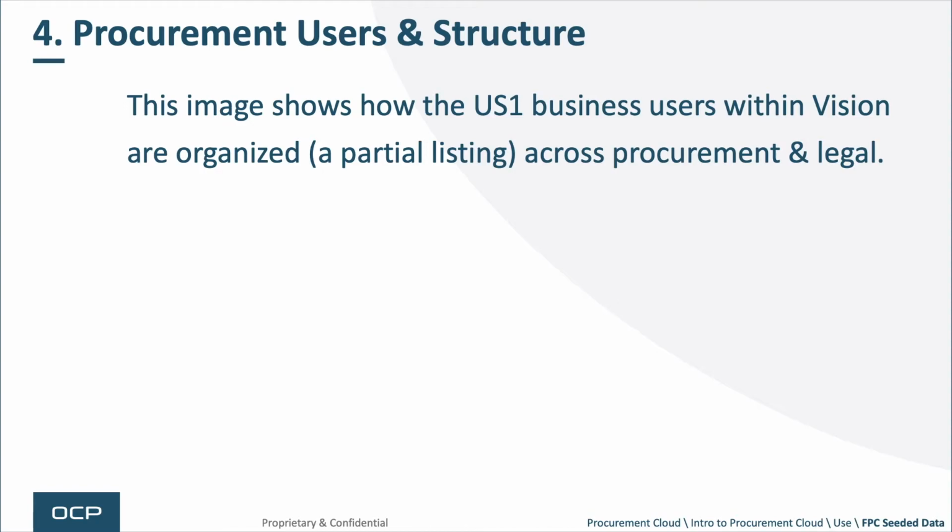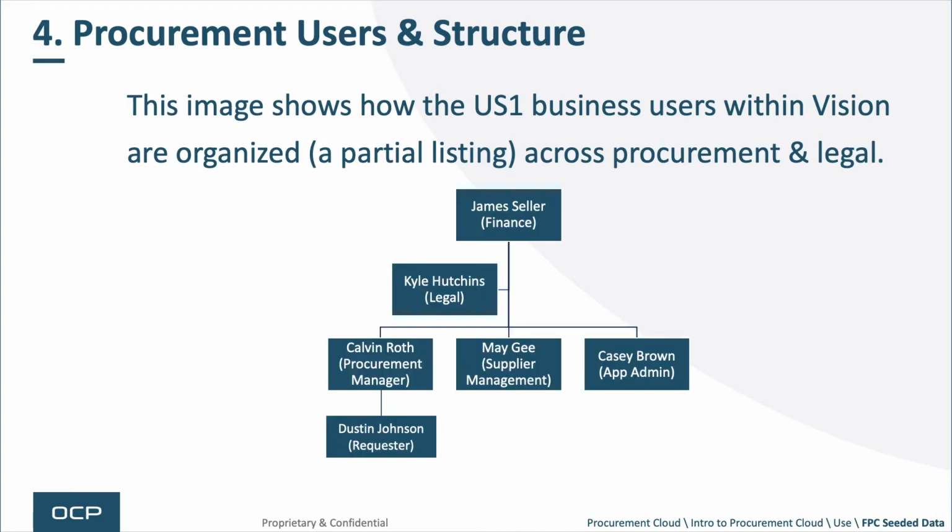4. Procurement users and structure. This image shows how the US1 business users within Vision are organized, a partial listing of course, across procurement and legal. So you see on the top James Seller, who we don't typically create transactions for, but sometimes is a finance approver. Kyle Hutchins under him, who is a legal approver.